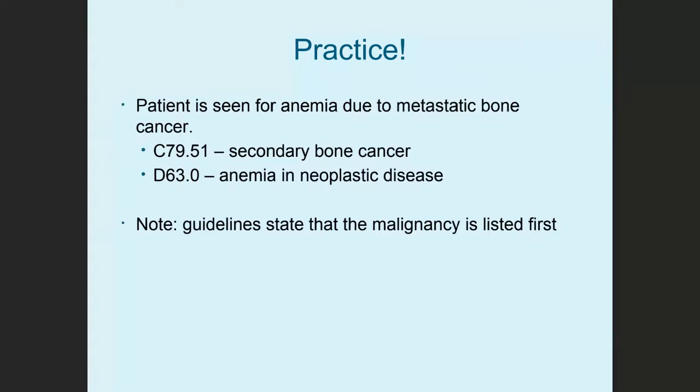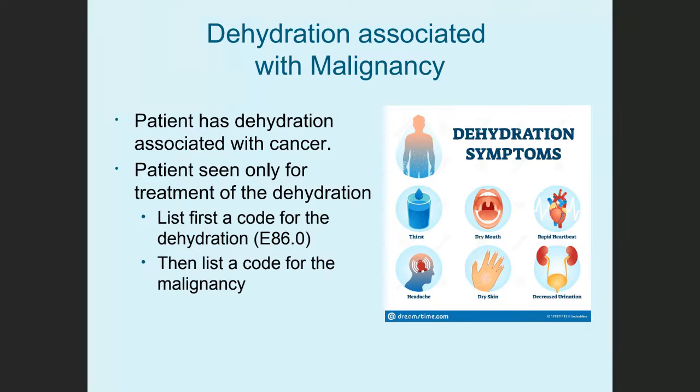Okay, so first you do secondary bone cancer. Then you do the D30.0 anemia and neoplastic disease. The guidelines state that the malignancy is listed first. That covers anemia as a complication.